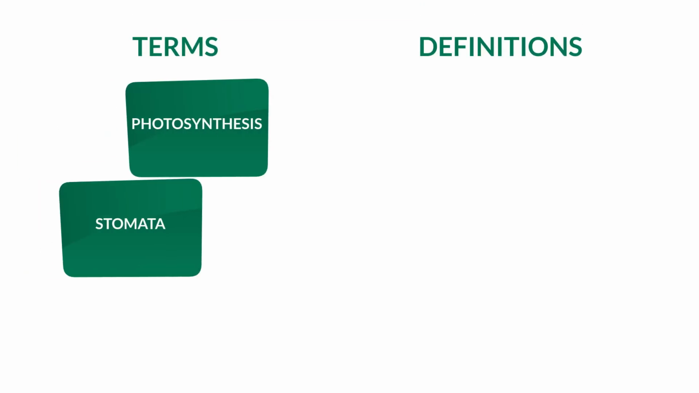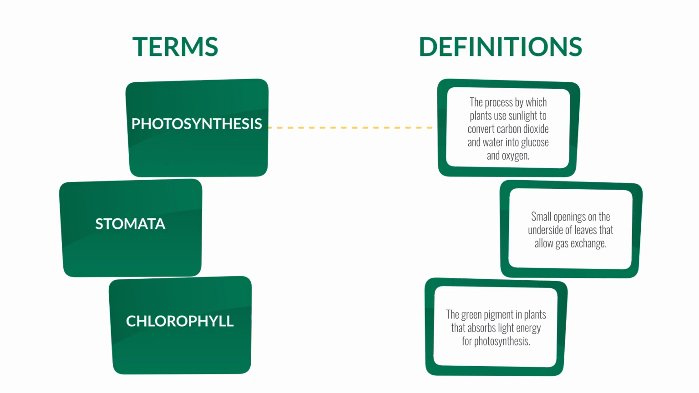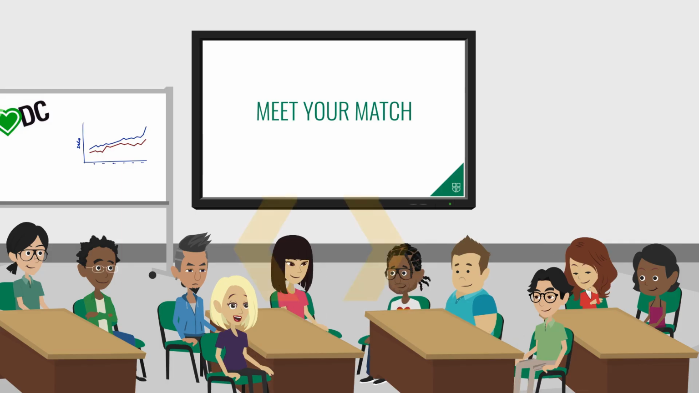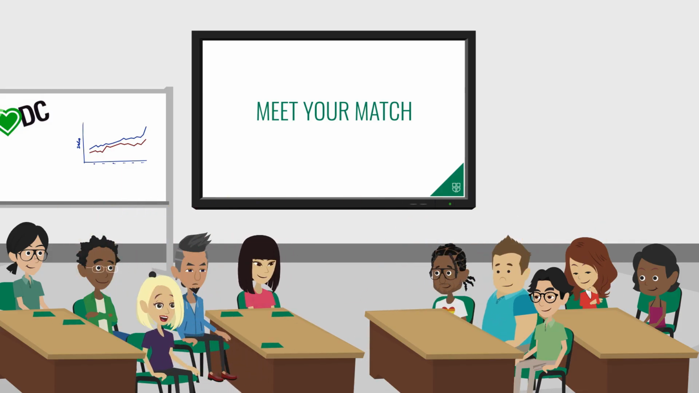Step 1. Prepare a set of cards, half with the terms being reviewed and the other half with the definitions. Have only one pair per term. Step 2. First, divide the class in half. Give one half the term cards and the other half the definition cards. Each student should have one card.